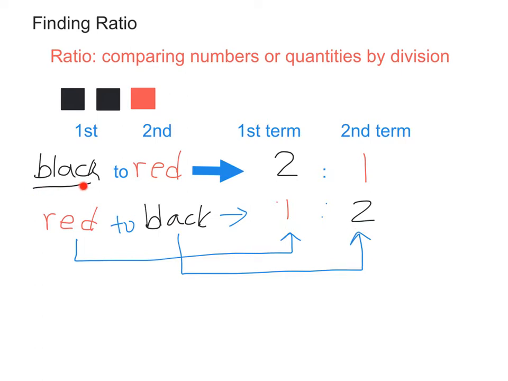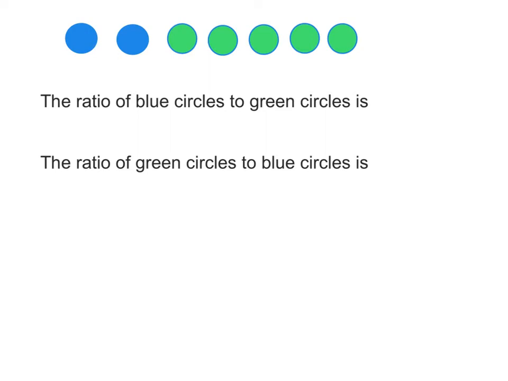And if you say black first, you write black as a first term. If you say red second, red's a second. Okay, so make sure the order it's said is the order that you write it. So you have to read carefully. Is it red to black or is it black to red? Pause the video and answer these 2 questions about ratio.